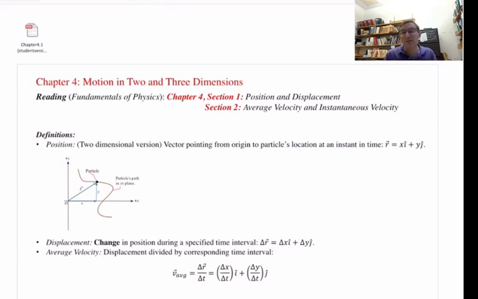And as you're going to see, we're not going to define any new quantities in this chapter. We're going to just work with position, displacement, velocity, acceleration. However, the math is a little more complicated because now we're looking at motion in 2 and 3 dimensions, not just in 1 dimension. Okay, this lecture is focusing specifically on Chapter 4, Section 1, position and displacement, and Chapter 4, Section 2, average velocity and instantaneous velocity.